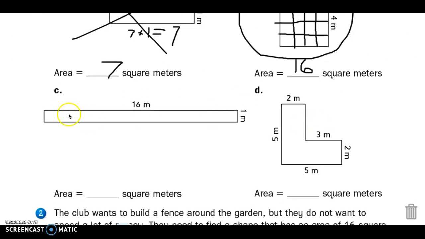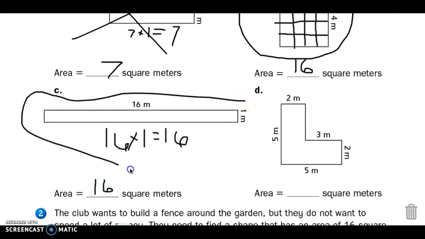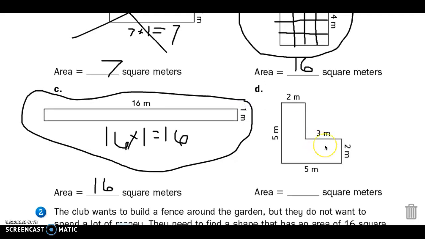Okay, now 16 meters, this really long one, times 1 meter. Would that work? Well, 16 times 1 equals what? Well, any number times 1 is itself, so it's 16. Amazing. Does that one work? Can we have 16 people plant in here? You betcha. So we're going to circle this garden because this garden works.